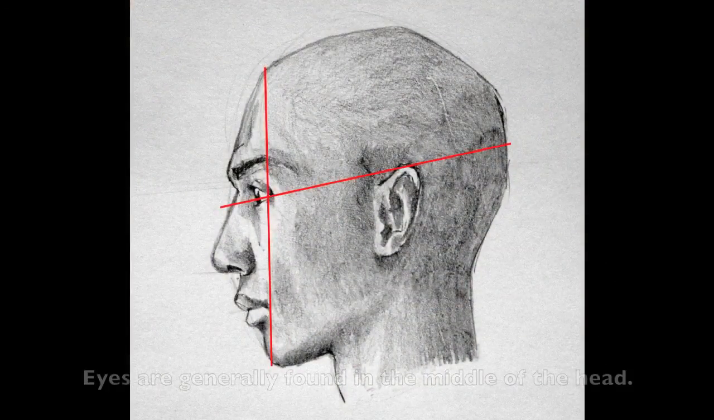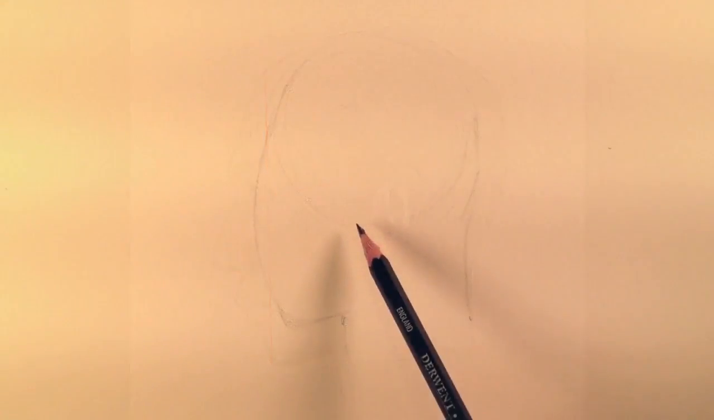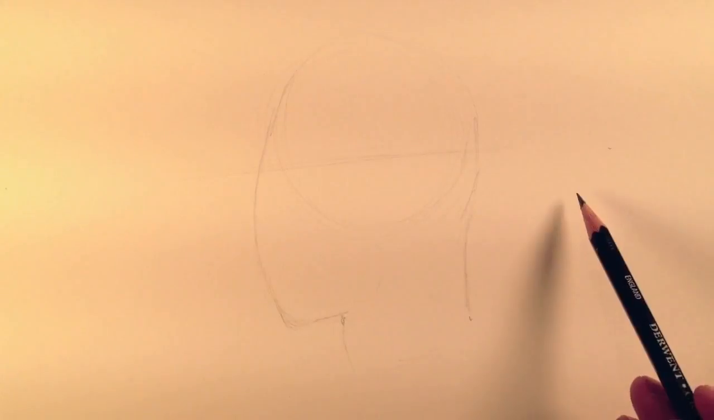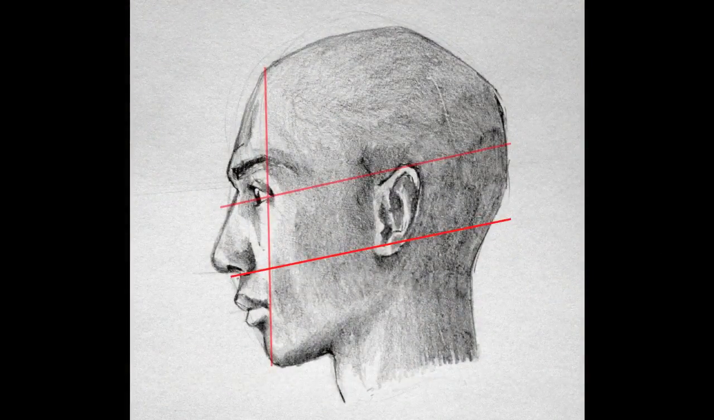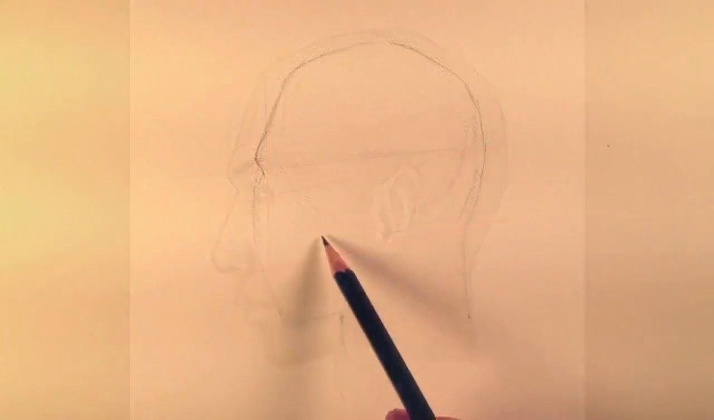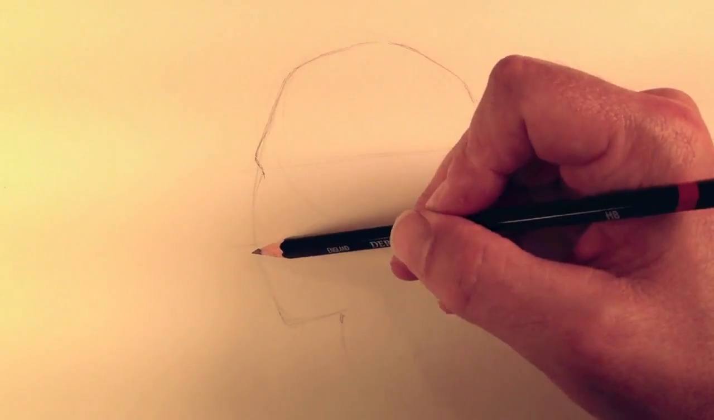Let's go ahead and decide where our eyes will be found on our profile view. Again, the eyes are generally found in the middle of the head. So using the line we just drew, we'll draw a line for the eyes. Next, we'll decide where the nose is. Again, the nose is generally in the middle of the eye line and the bottom of the chin.